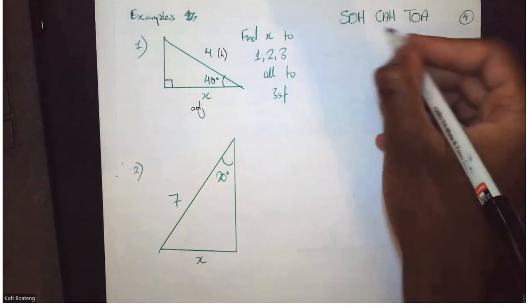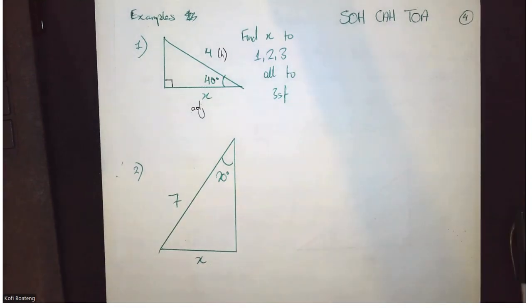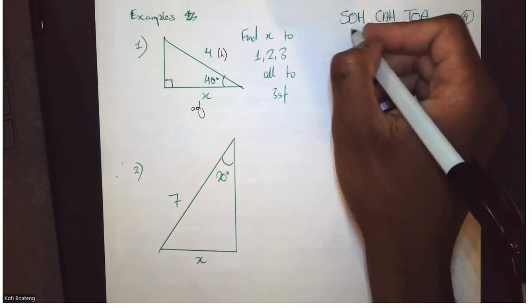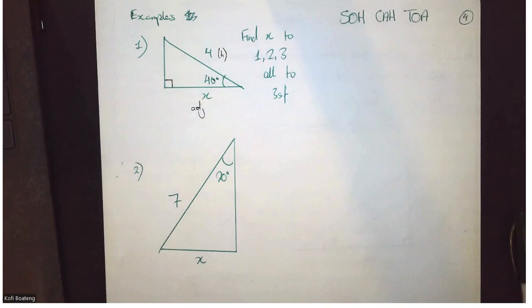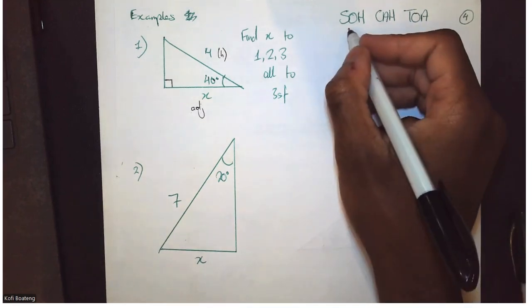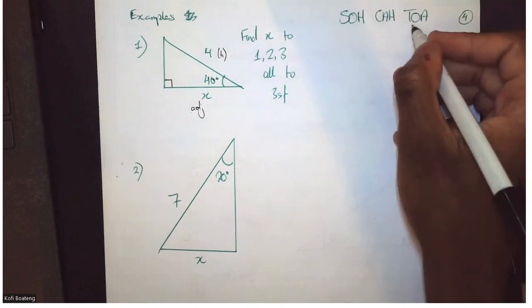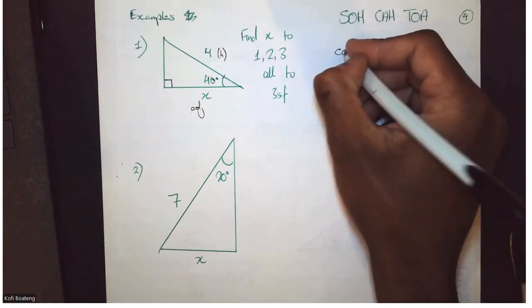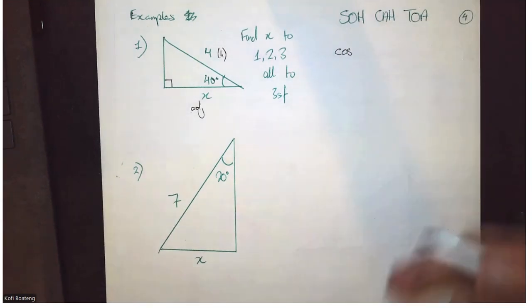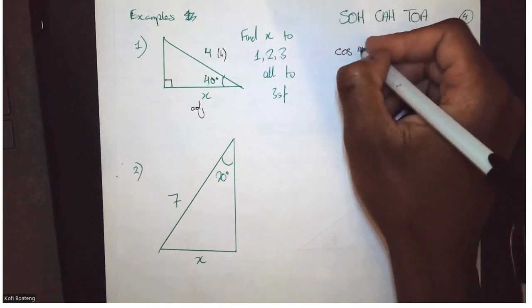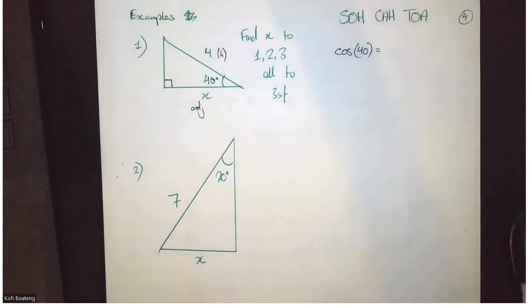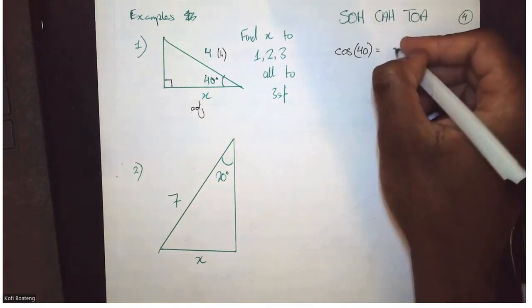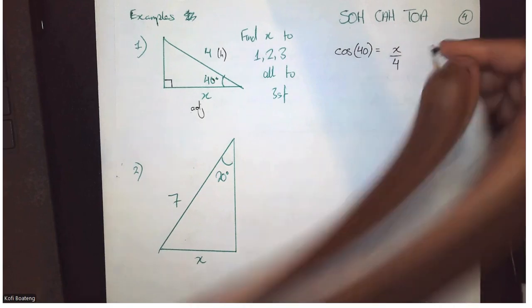So you look at your SOH CAH TOA and look to see on the right-hand side of S, C, and T, which one uses A and H. Well, sine uses O and H, tan uses O and A, cosine uses A and H. So you take cosine of the angle. The angle is 40 degrees. And this is equal to the adjacent over the hypotenuse. So x over 4.